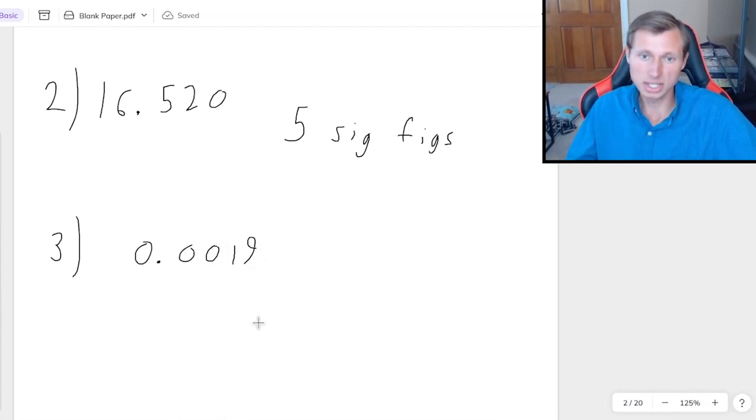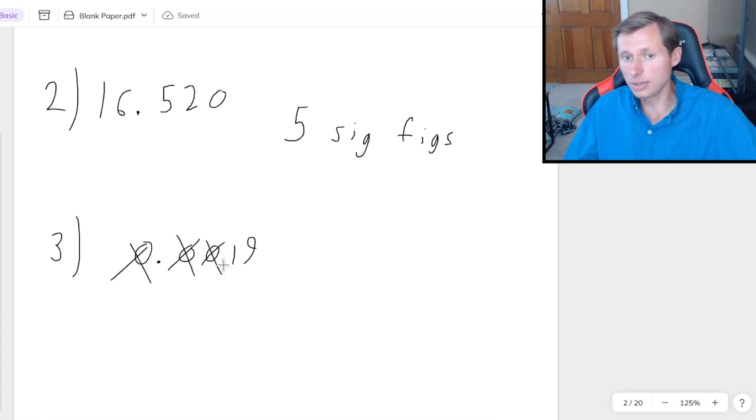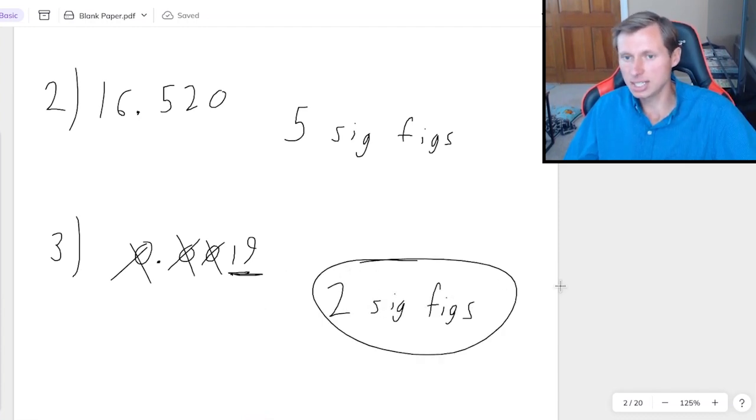0.0019. How many sig figs is this? The general rule with sig figs is you don't start counting until you get to the first non-zero number. In other words, this doesn't count because it starts with a 0, then another 0 doesn't count, then another 0 doesn't count. I only start counting right here. And that 19 is 2 sig figs, and that's the answer for that one, 2 sig figs.